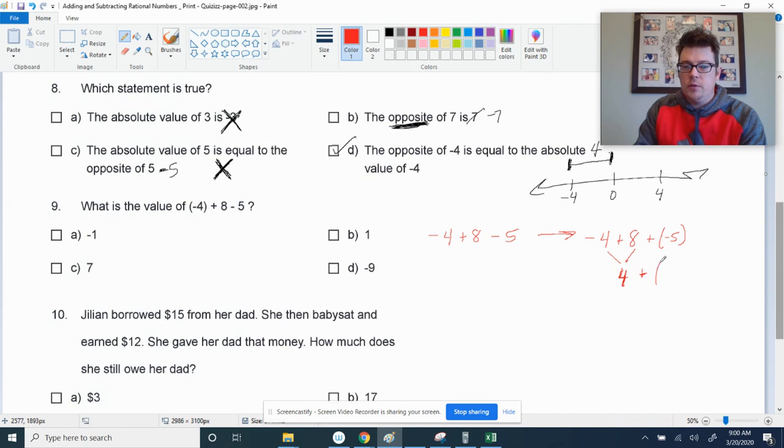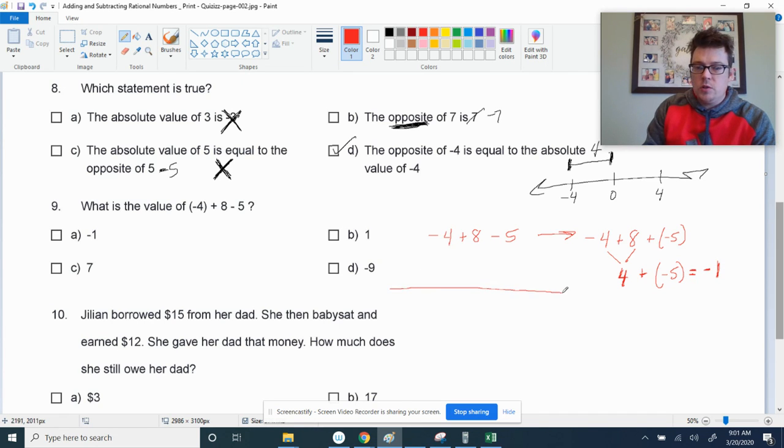And then you're still left to do a -5. When you get to this part, the signs are different, so you want to subtract. So 5 minus 4 is 1. And the negatives win that absolute value battle. So -1. If you were to visualize it on the number line, it would walk like this.